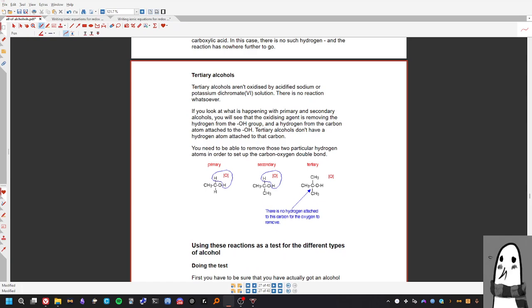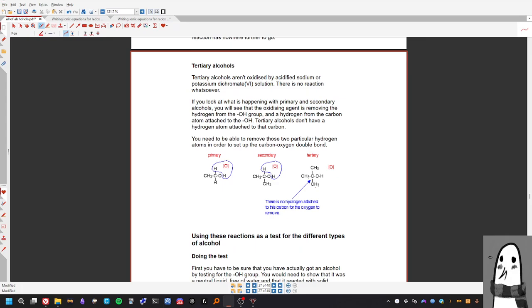Now if you have your tertiary alcohols, this is going to be your branch. It's going to be bonded to three other alkyl groups, okay? They aren't oxidized by acidified sodium or potassium dichromate solution. There is no reaction whatsoever. If you look at what's happening with the primary and secondary alcohols, you'll see that the oxidizing agent is removing the hydrogen from the OH group. It's always the OH group and an H from an alkyl group that's being used.